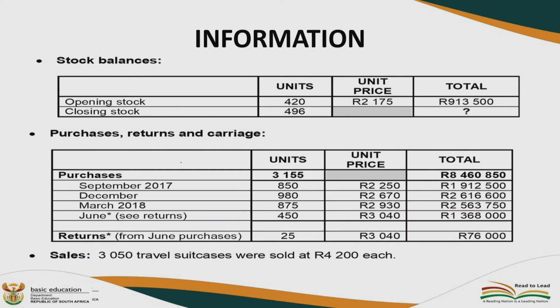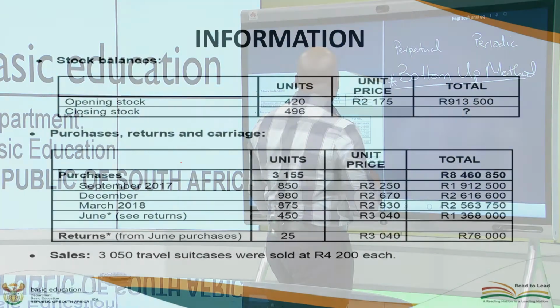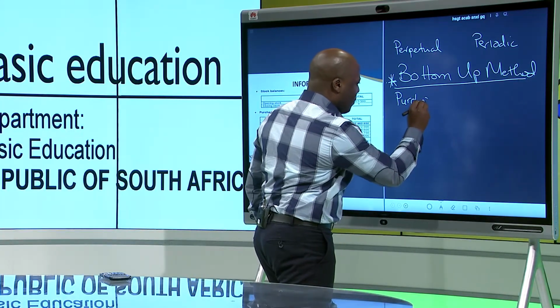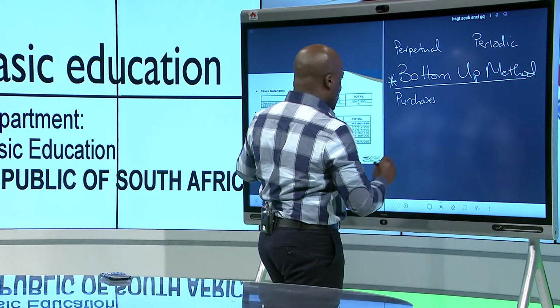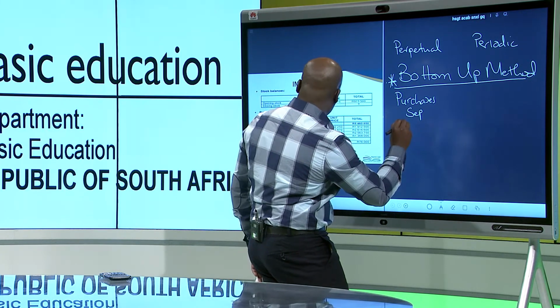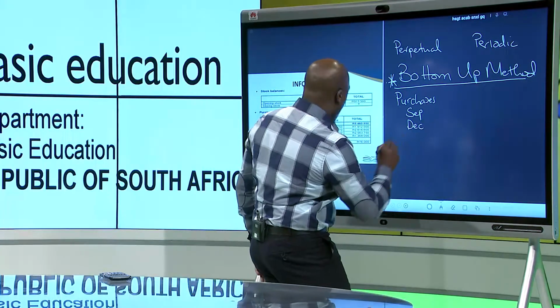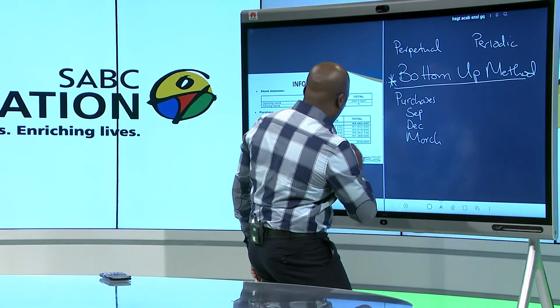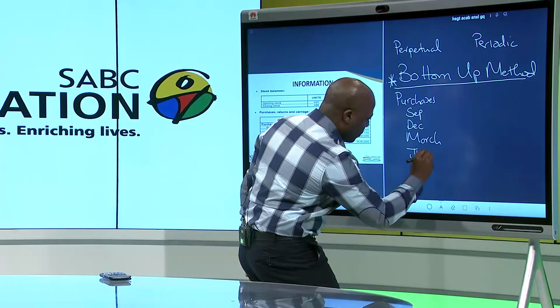You need to remember, once we are calculating the value of closing stock, the bottom-up method is very, very important. I'm going to show you now. What happened is we had purchases. These are the goods that we bought. We had our month, which is September, our month December, the month of March, and, boys and girls, don't forget the month of June.